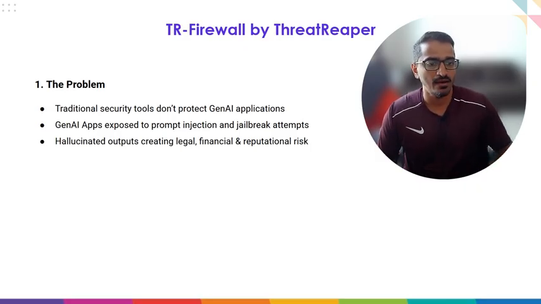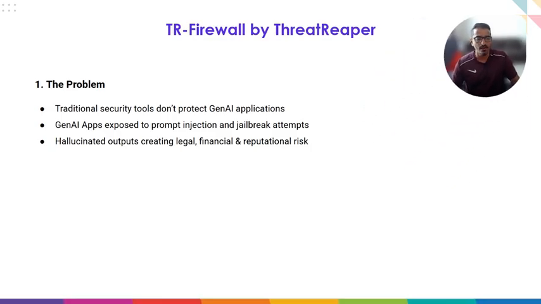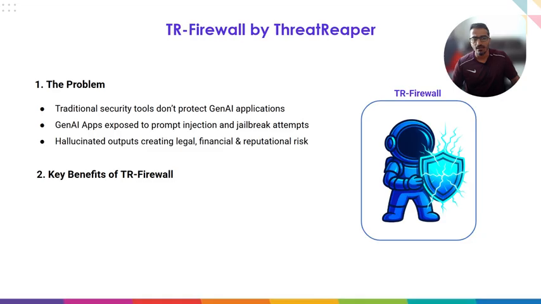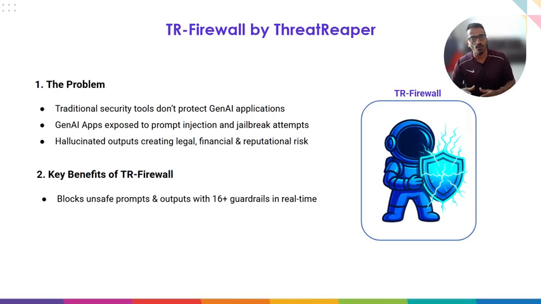That's when our solution comes in. It's called TR-Firewall. What does TR-Firewall do? TR-Firewall's flagship technology is based on our own IP that we have created as a model. We don't leverage any other public model; we have created our own model. So what does it do in the first place? It blocks unsafe prompts as well as outputs using 16 plus guardrails in real time, right?